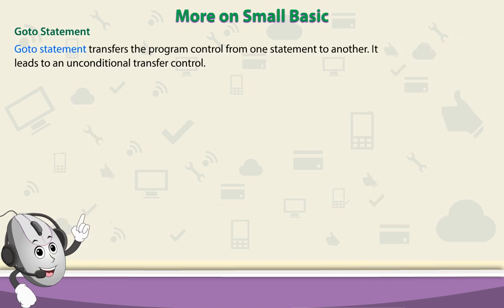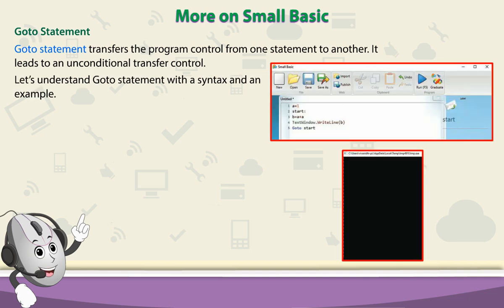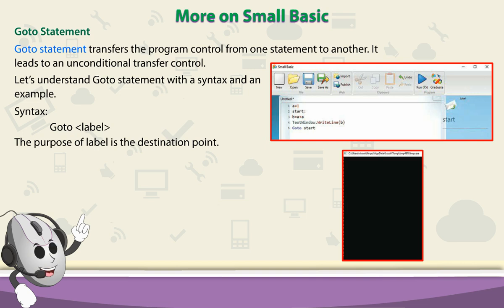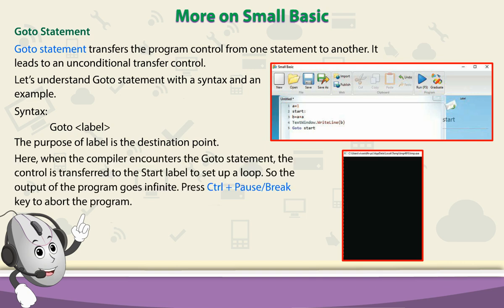Go-to statement. The go-to statement transfers the program control from one statement to another. It leads to an unconditional transfer of control. Let's understand the go-to statement with the syntax and an example. Syntax: go-to, label. The purpose of the label is the destination point. Here, when the compiler encounters the go-to statement, the control is transferred to the start label to set up a loop. So the output of the program goes infinite. Press Ctrl plus Pause/Break key to abort the program.